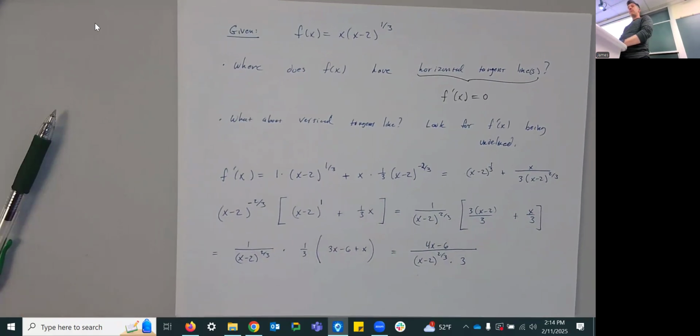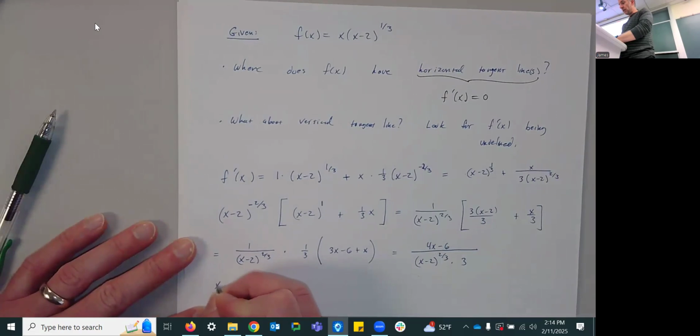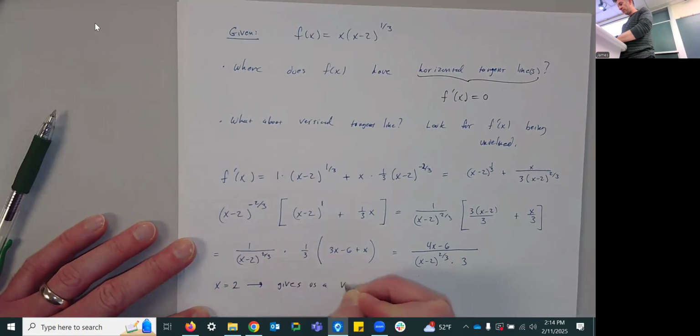Okay, easier question. What value of x makes this derivative undefined? What makes us divide by 0? Exactly, x equal to 2. So x equal to 2 gives us a vertical tangent, because f prime of 2 is undefined.